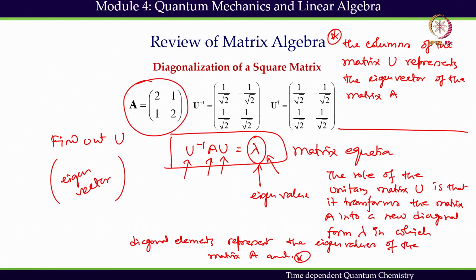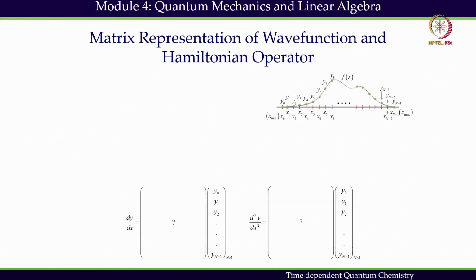So that's the meaning of this unitary transformation. So we'll move forward now. This is pretty much what we need to review for the matrix algebra, because this similar kind of matrix algebra will be used to represent the Hamiltonian operator, and we said that we have to perform this matrix representation of the wave function and the Hamiltonian operator to get the numerical solution. So this is the final goal of this module, to represent this function and Hamiltonian operator in the matrix form.